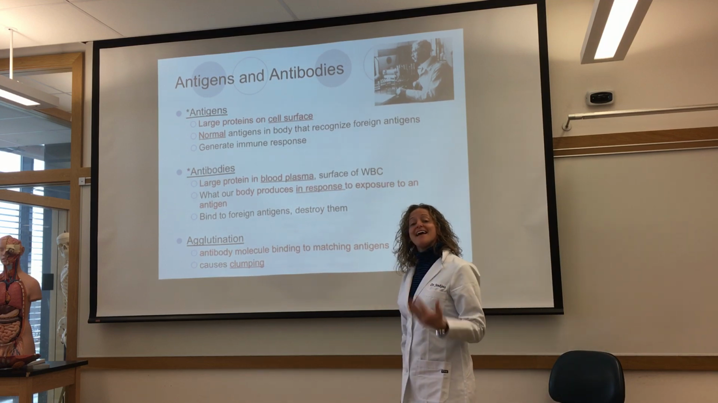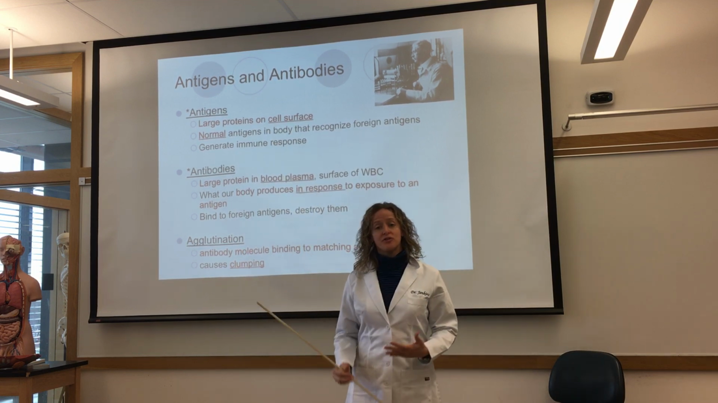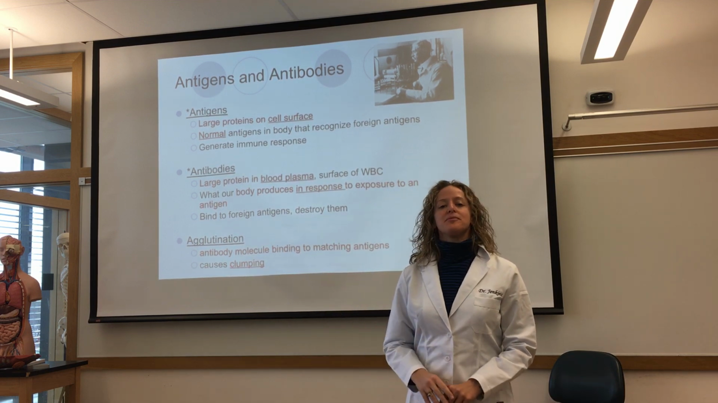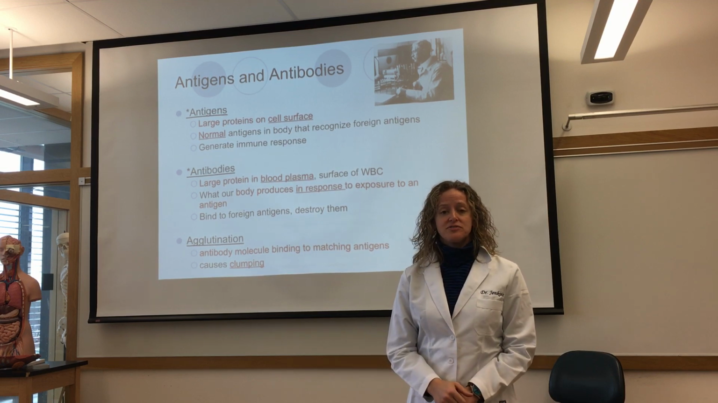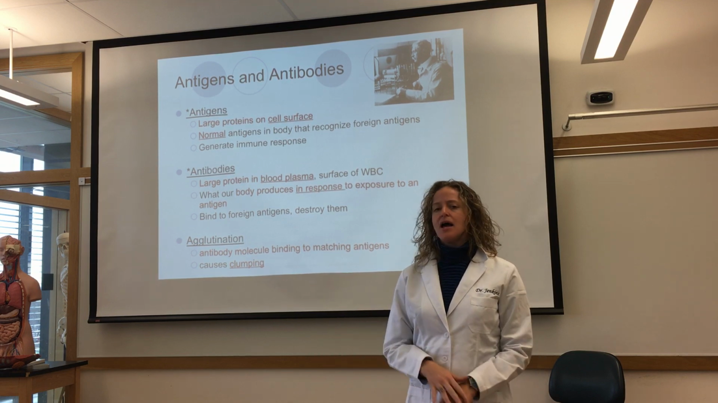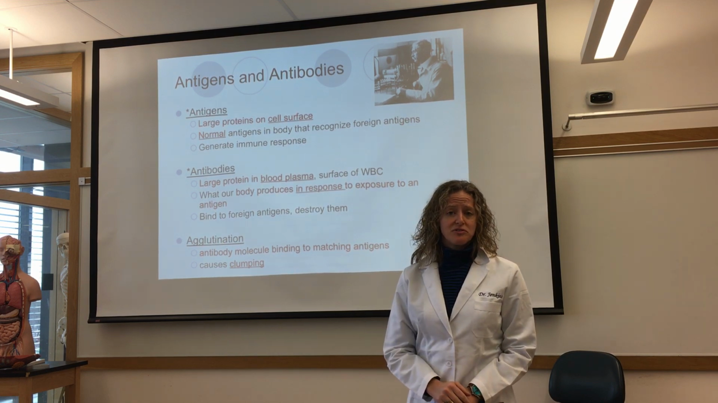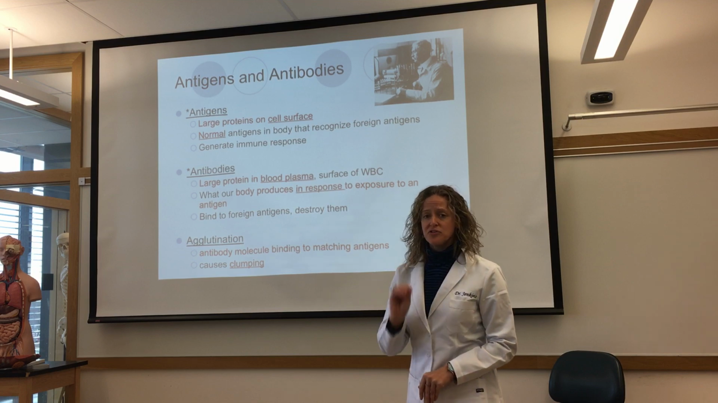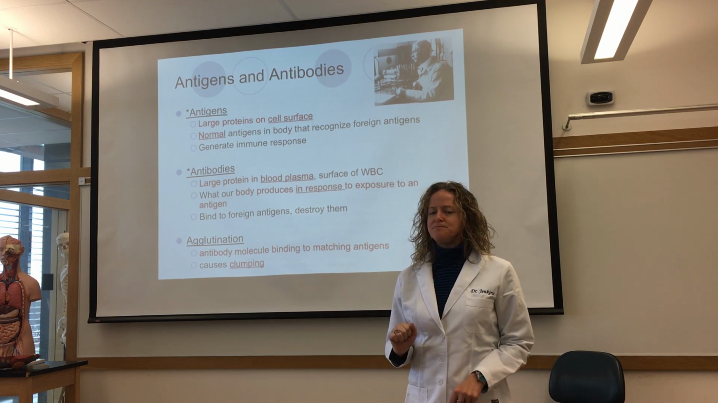First, define antigen. An antigen is a large protein on the cell surface, and it's normal. So a blood type A person, for example, naturally has A antigens on their red blood cell surface. They're normal, the body perceives them as normal, everything's okay. A B blood type person has B antigens on their red blood cell surface, okay? So an antigen is a large protein on the cell surface, and it is considered normal by the body. Either it's there or it's not, no big deal.